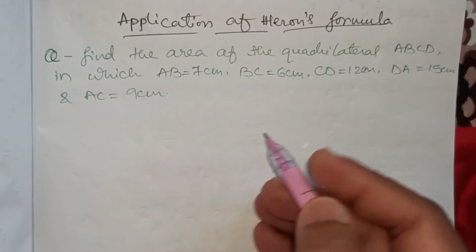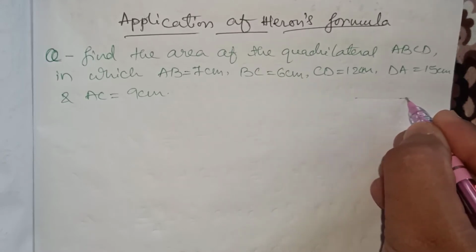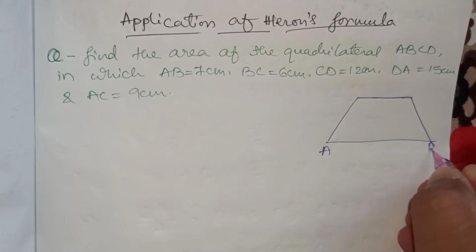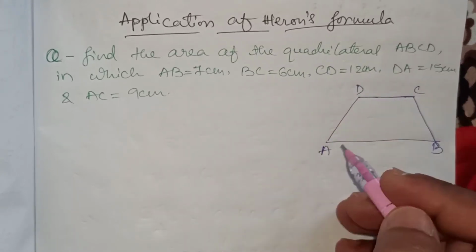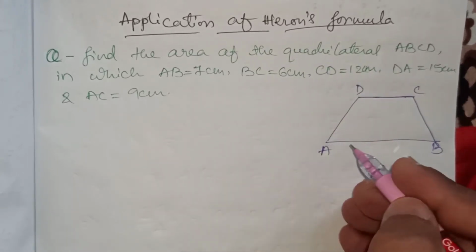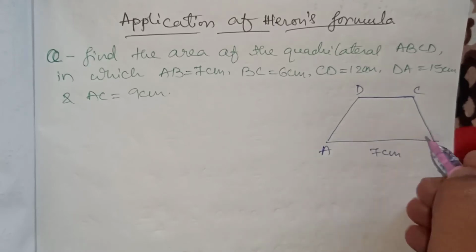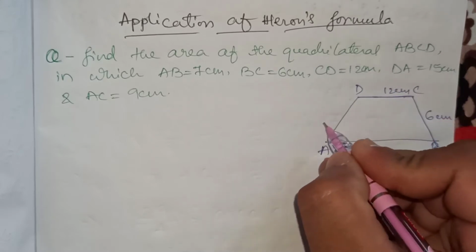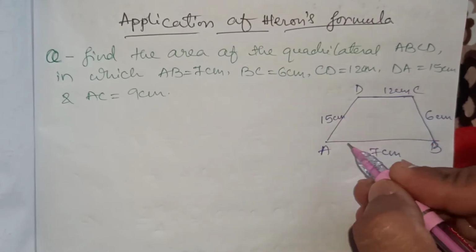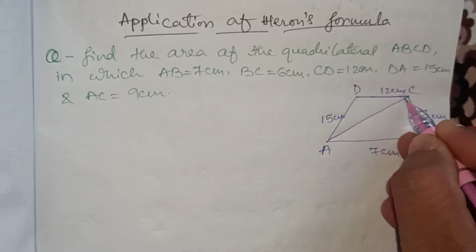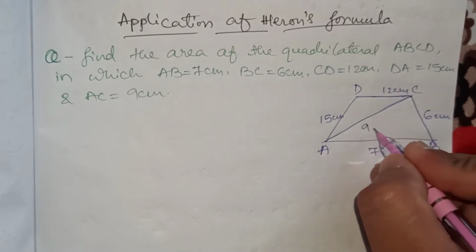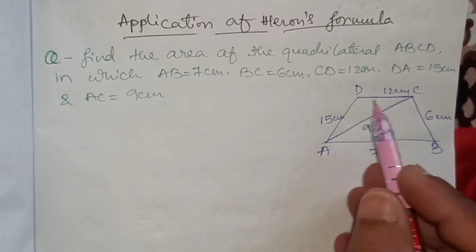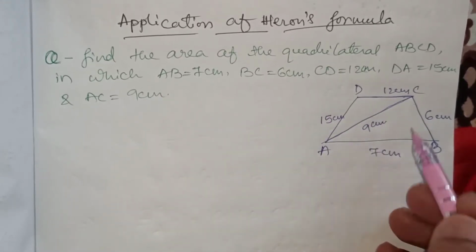First of all we will draw a diagram of a quadrilateral. Suppose this is a quadrilateral I have drawn and we will name it ABCD. Now we will write the length of the sides. AB is 7 cm, BC is 6 cm, CD is 12 cm, DA is 15 cm and AC is 9 cm. So this is the diagram, and these are the values given in the question.